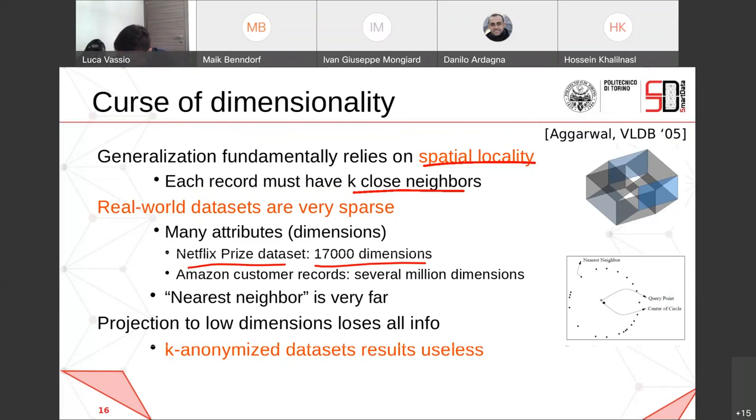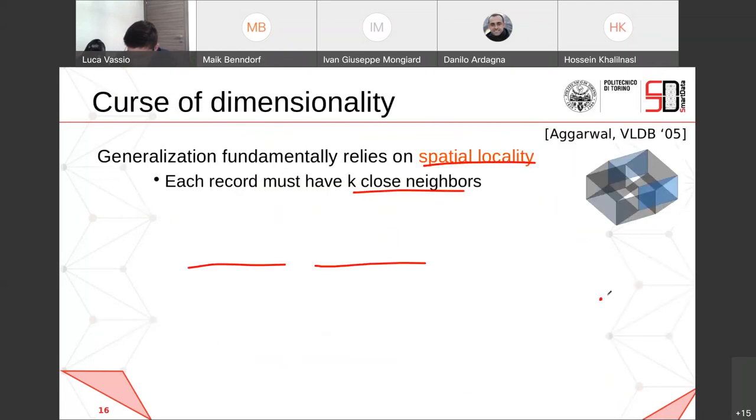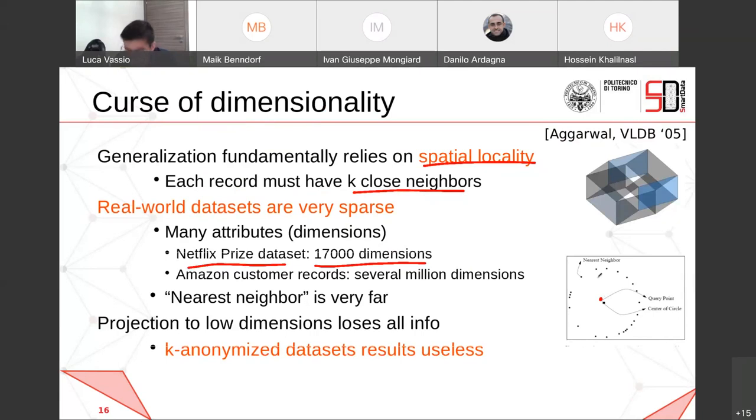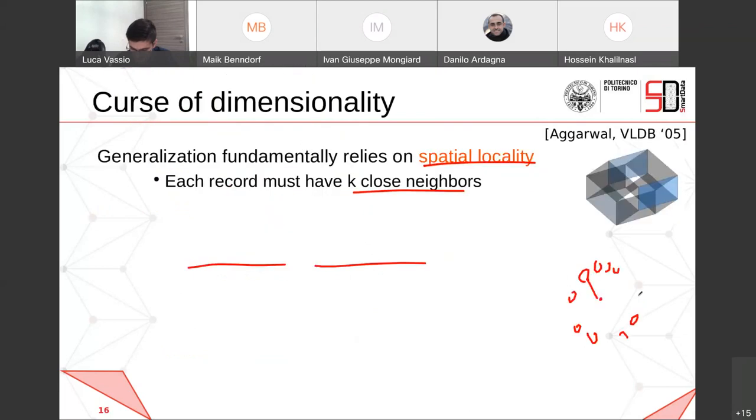So just for example, if my space is sparse, then my nearest neighbor is this one. Does it make sense to ask this query, these nearest neighbors? Well, no, actually it's the same. If it's really sparse, distance loses information.